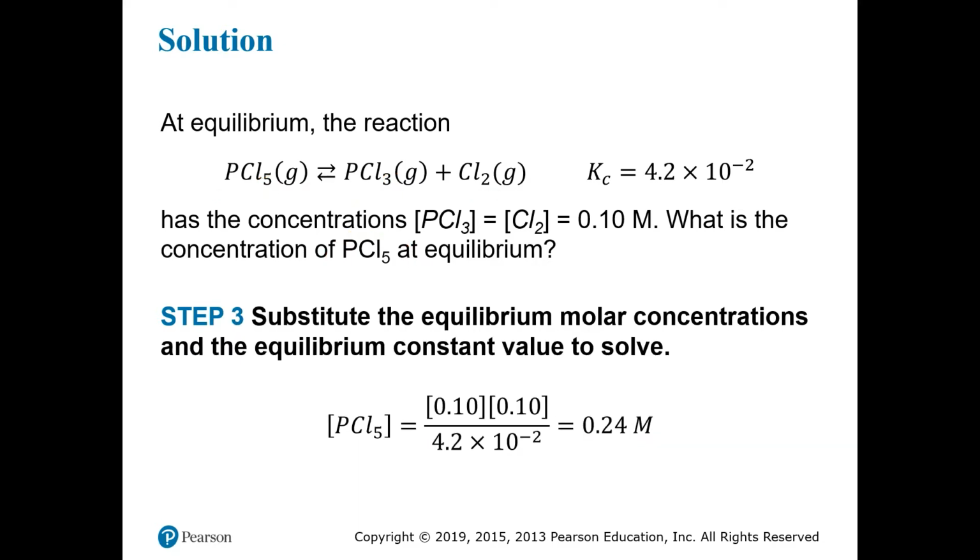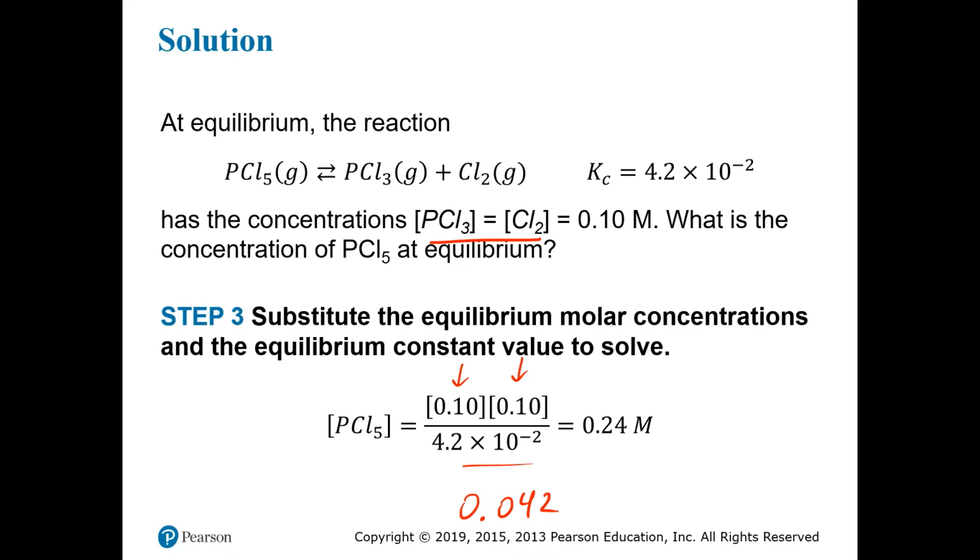After that, it's just a matter of plugging in the answers. We know that the concentrations of both of the products are 0.10, so that goes into both products. And then we're dividing that by the equilibrium constant, 4.2 times 10 to the minus 2. Again, you should be practicing putting scientific notation into algebraic calculations like this in your calculator. But in a case like this, you could also just recognize that 4.2 times 10 to the minus 2 is really just 0.042. That might make it easier for you to enter.